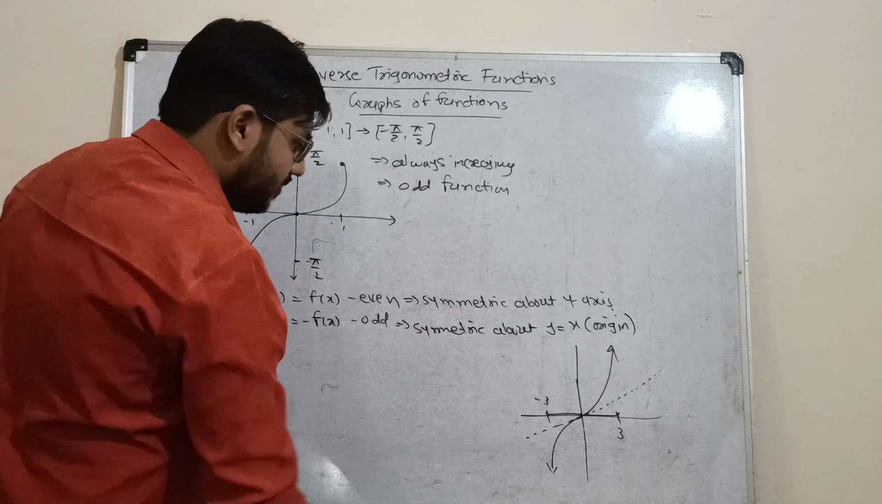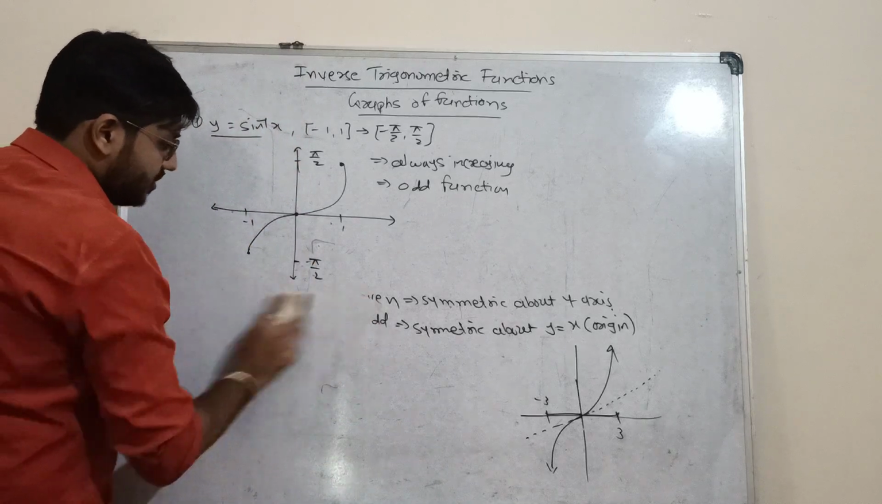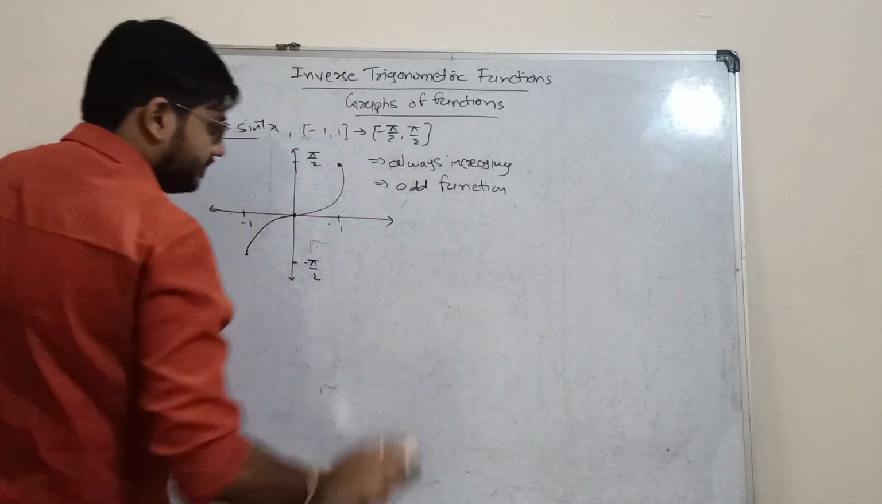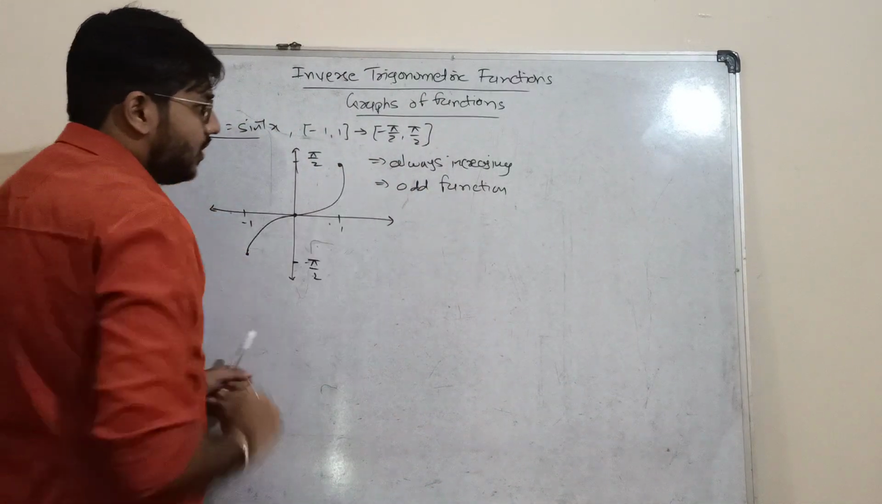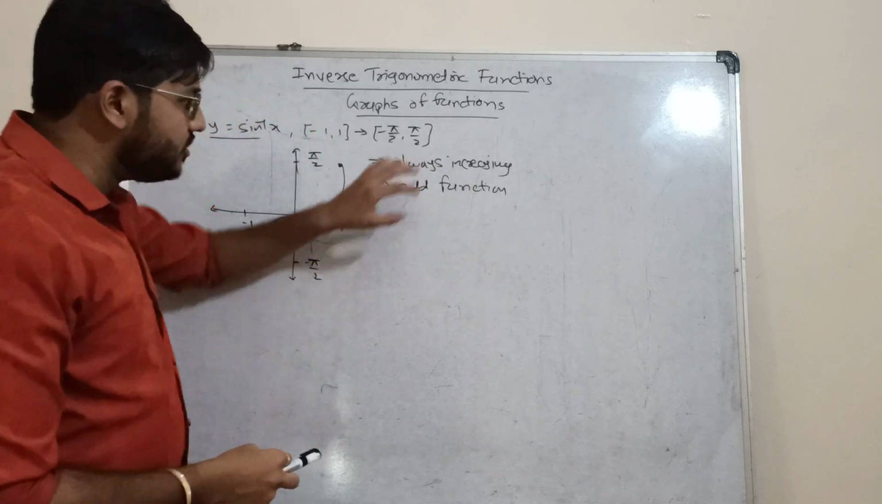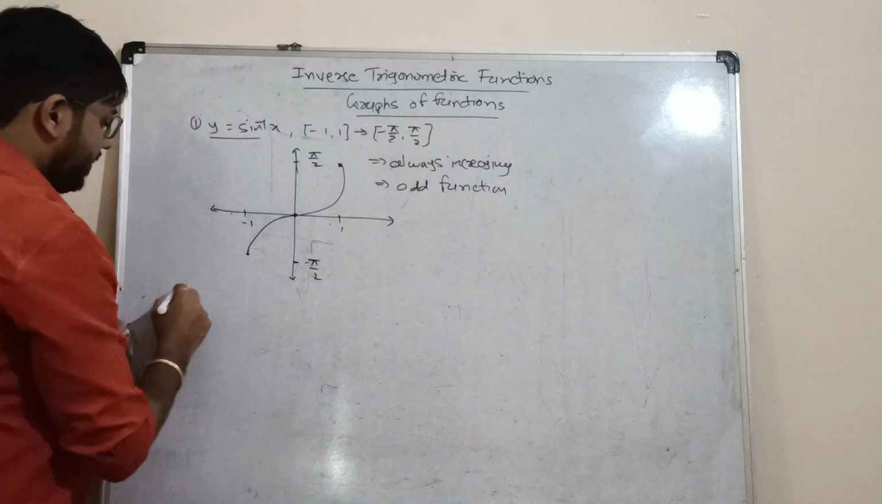So if you now just follow these two rules, and if you just check the graph of sine inverse x, we can say that sine inverse x is an odd function, right? In the further theories, we're going to use this point. That's why I'm telling you right now.